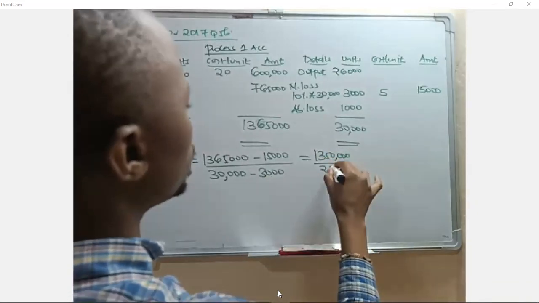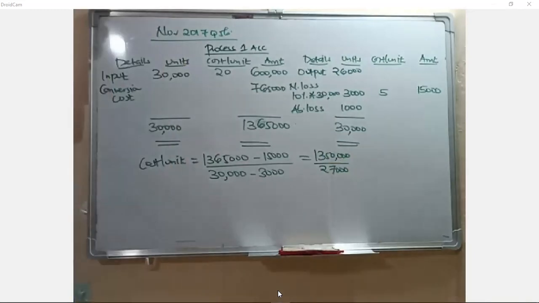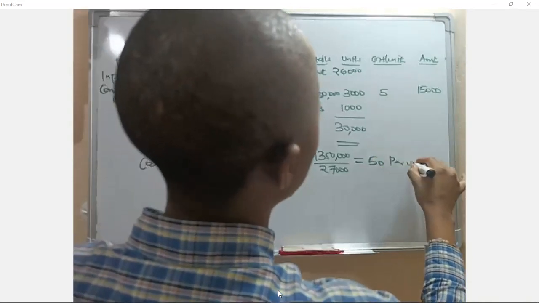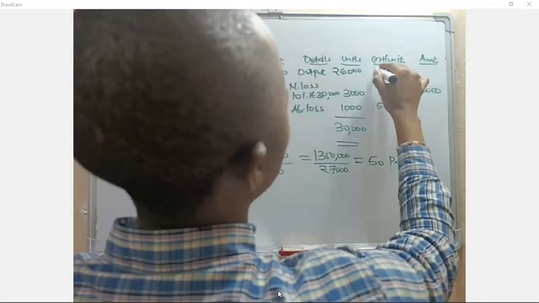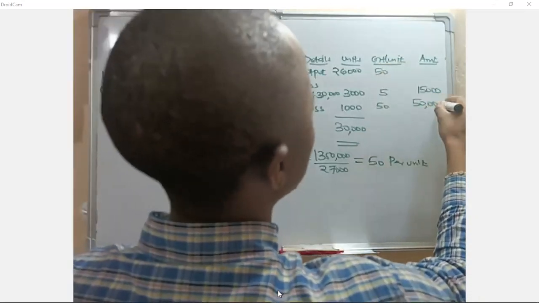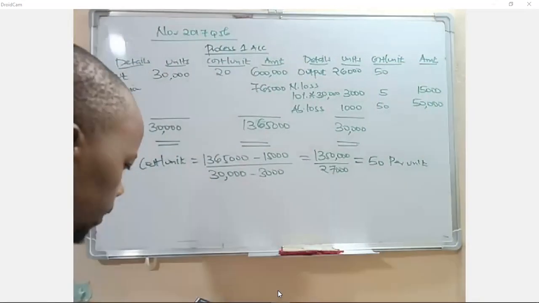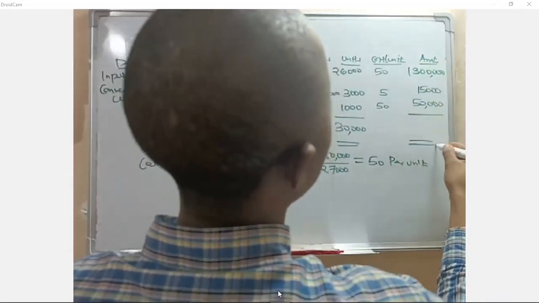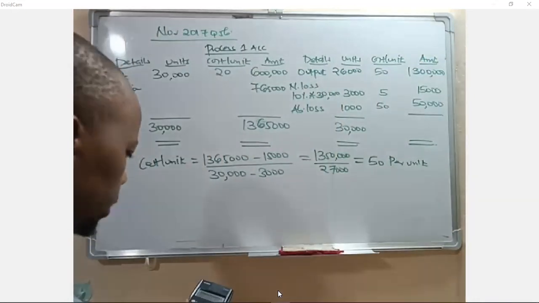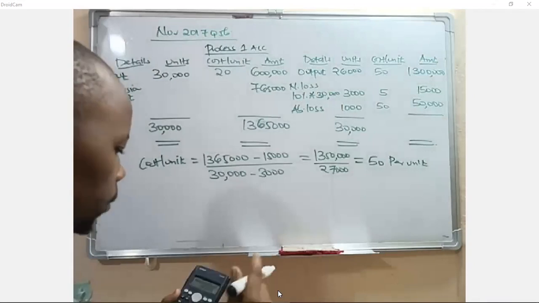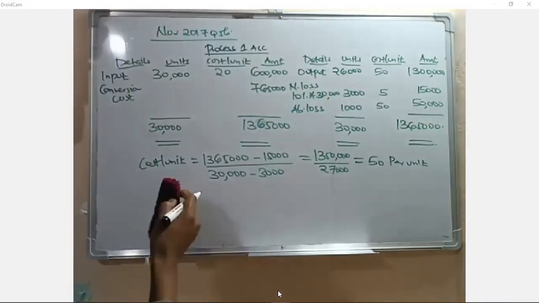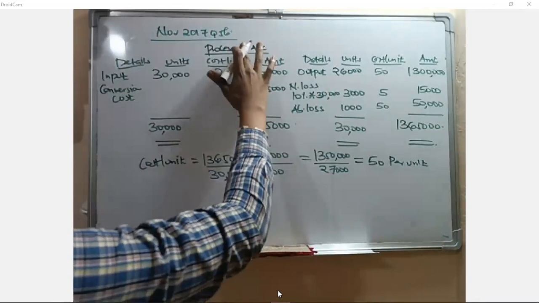You divide by 27,000. So let me take my calculator and do that calculation: 1,350 divided by 27, getting 50 shillings. I'm getting 50 shillings per unit. So you place 50 here, and this translates to 50,000. Then the other one is 26,000 times 50, getting 1.3 million. Look at whether it balances. It should balance automatically. So 1.3 million plus 15,000 plus 50,000, we are getting 1,365,000. You don't force it.